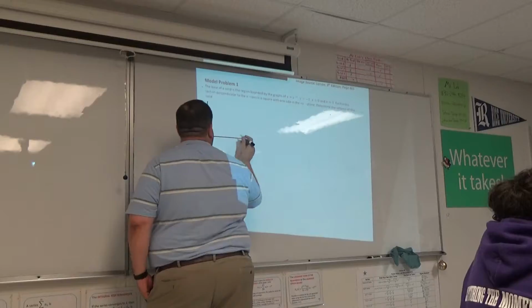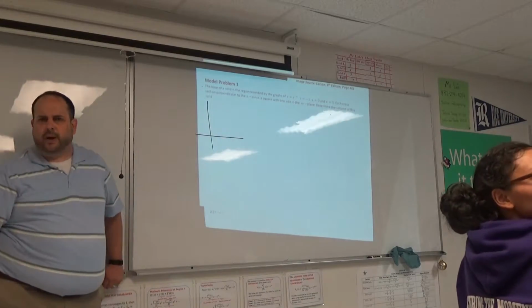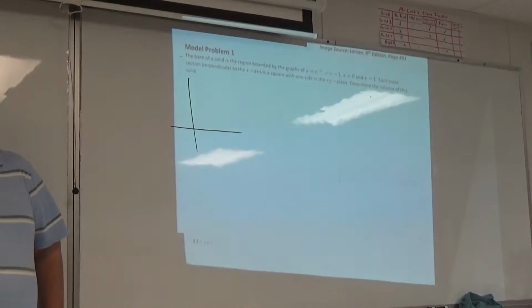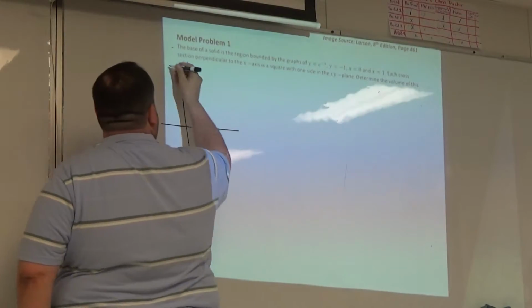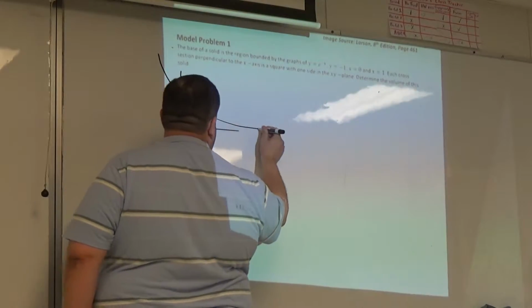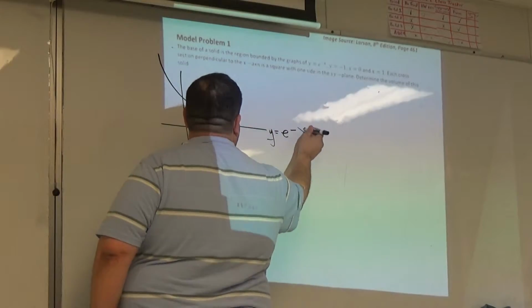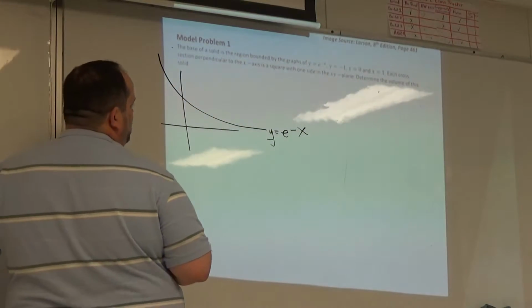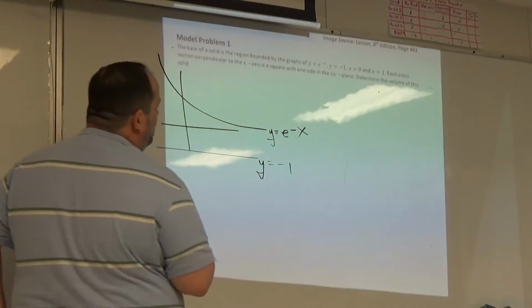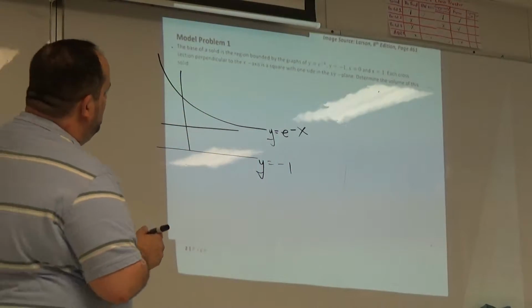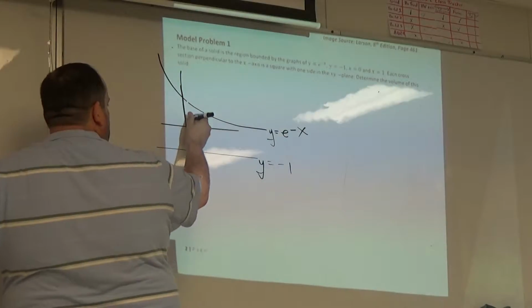Y equals e to the negative x. Can you guys draw that for me? It's been a while. Y equals e to the x increases from left to right. Y equals e to the negative x decreases. Okay. We've got y equals e to the negative x. We've got y equals -1. That's this horizontal line down here. What else? We've got x equals 0.